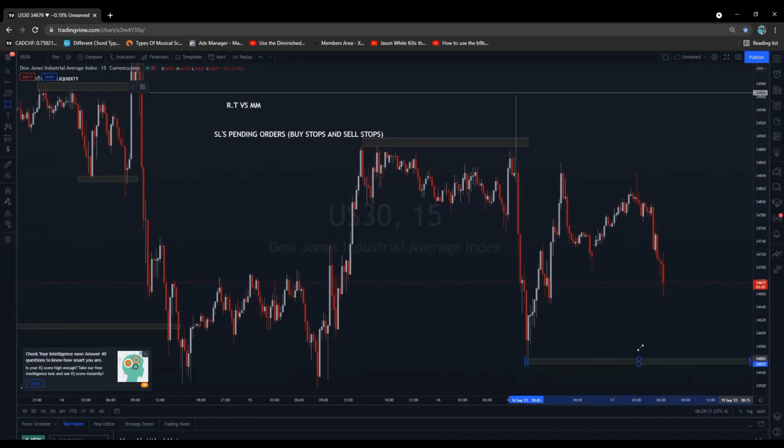All right. So that's the lesson for today. Being able to identify the areas of liquidity.